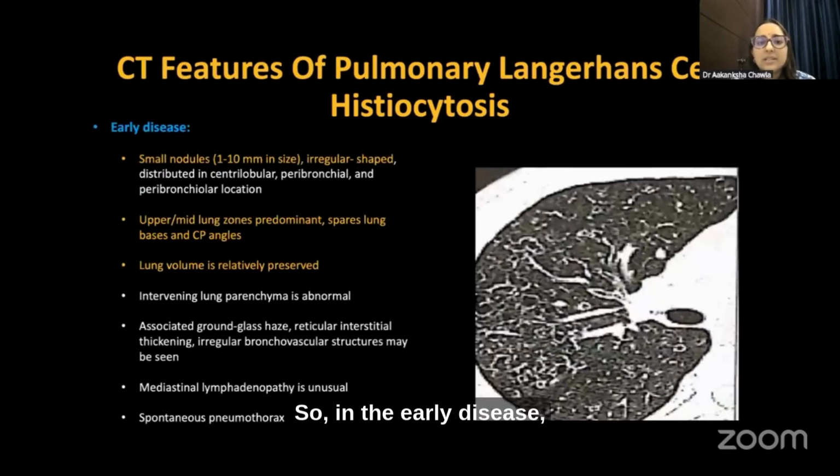So in the early disease, the CT features are basically small, irregular shaped nodules, which have a centrilobular, peribronchial and peribronchiolar distribution. Upper and mid zone lung predominance. Generally, the lower zones and the costophrenic angles are spared. Lung volumes are relatively preserved.